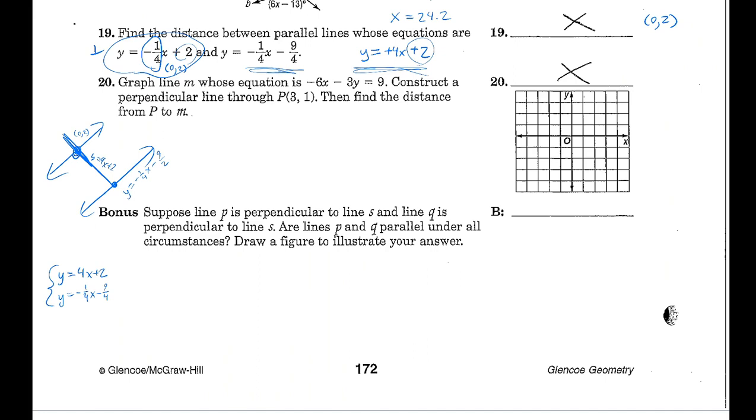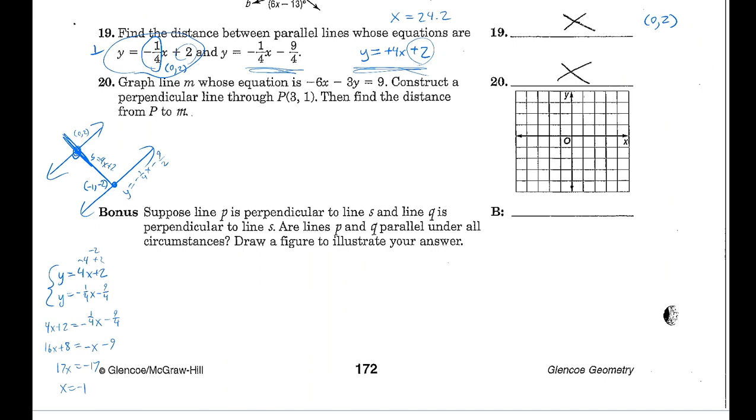Well, let's just set the y's equal and get 4x plus 2 equals negative 1/4 x minus 9/4. I'm going to multiply everything by 4 so we don't have fractions. So that's 16x plus 8 equals negative x minus 9. So adding x, we get 17x on the left. Subtracting the 8, we get minus 17. So dividing, we get x equals negative 1. Now that's not the solution. We need a point. So plug negative 1 back in. We get negative 4 plus 2, which is negative 2. So this point here is negative 1 comma negative 2.